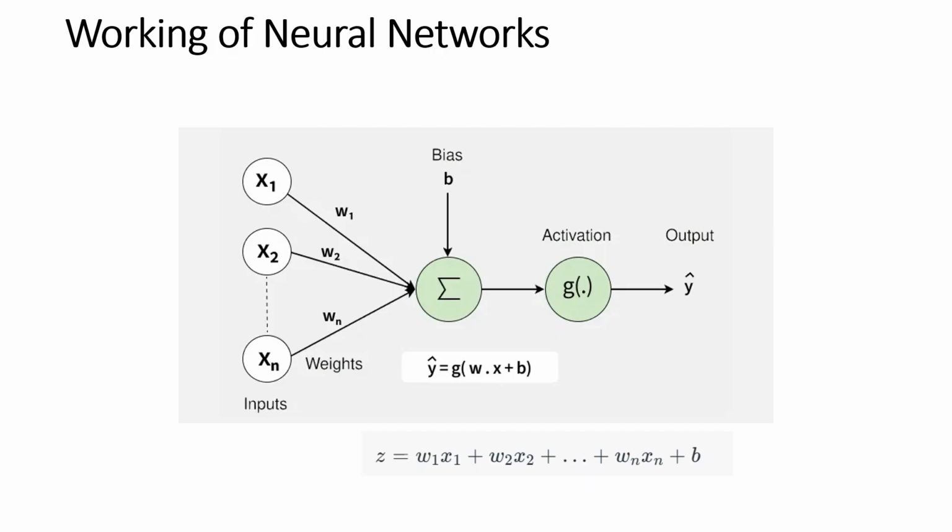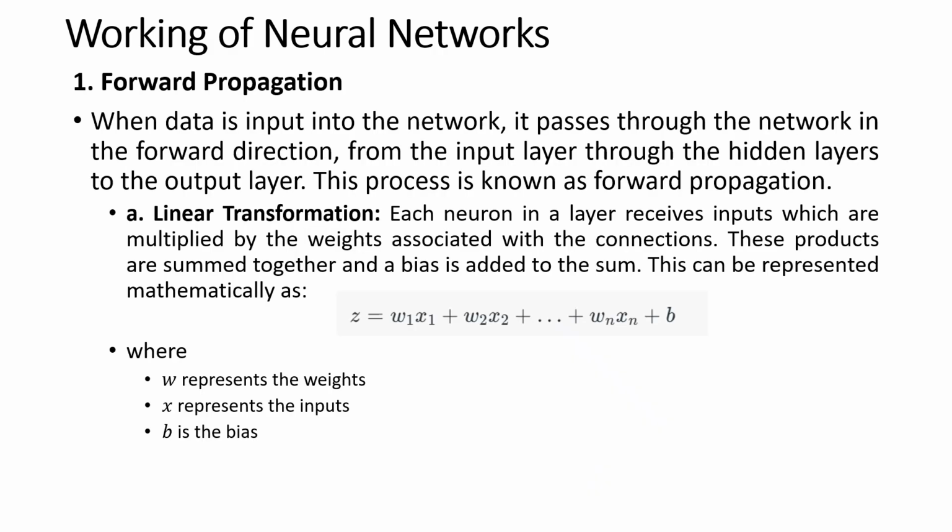Okay, summation happens, and after that we apply an activation function on top of that, and finally we get an output. So the summation means w1 x1 plus w2 x2 plus etc. wn xn plus the bias. In general we can say that w into x plus b. Okay, and g is the activation function that we are giving, and y hat is the predicted output.